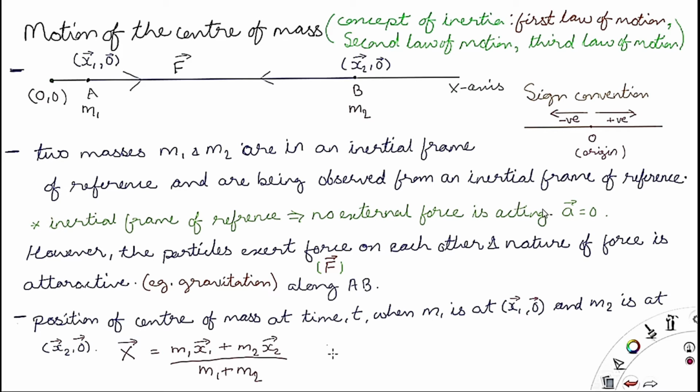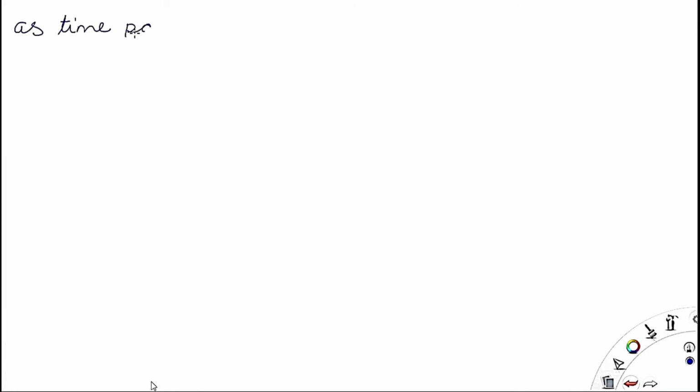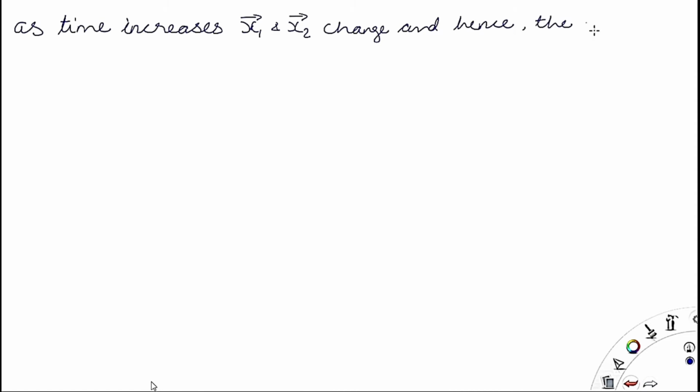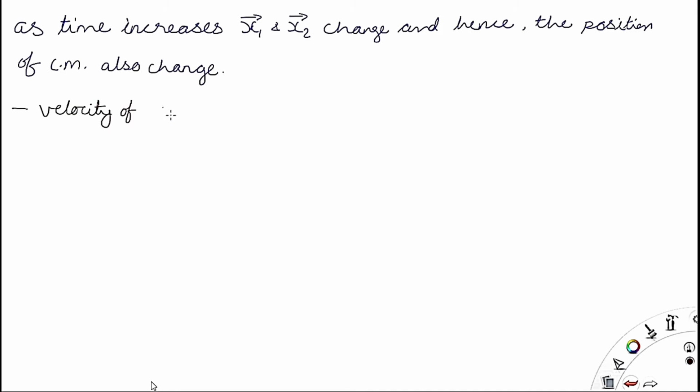Now the position of the center of the mass at time t, when m1 is at x10 and m2 is at x20, is found using this formula which has been discussed in the previous chapter. Now as the time increases, x1 and x2 change. The position of m1 and m2 change, and hence the position of center of mass also changes, because if you change the x1 and x2 value, then capital X value will also change.